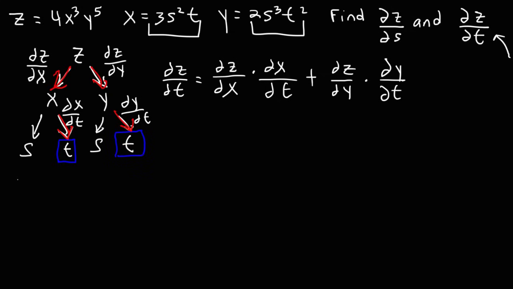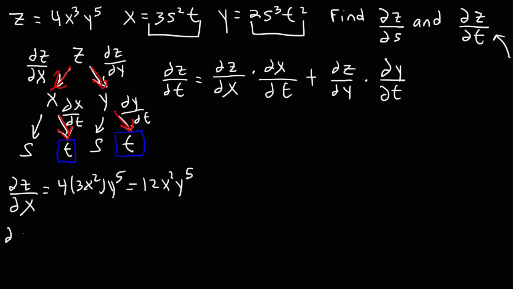Let's start with the partial derivative of z with respect to x. So we did this already. It's going to be 4 times 3x squared y to the 5th. So that's 12x squared y to the 5th. And the partial derivative of z with respect to y is going to be 4x cubed times 5y to the 4th. And so that's 20x cubed y to the 4th.